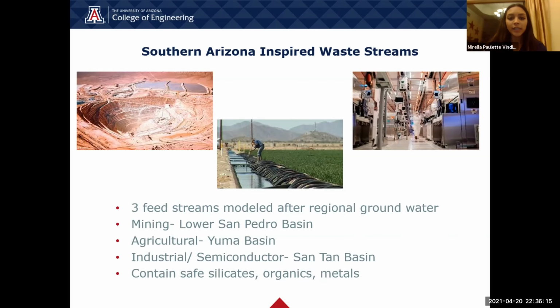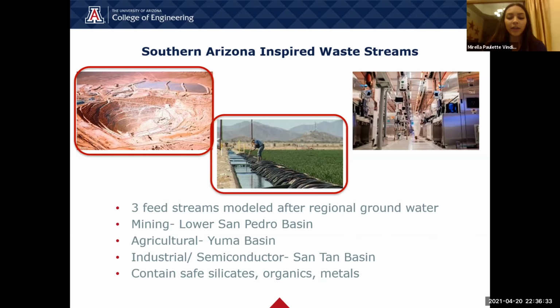It was important to the team and the department for this laboratory to reflect environmental factors specific to Arizona and its dominant industries. To achieve this and spark the thought of addressing environmental issues right here in our home state, 3 feed mixtures were created, each modeled after groundwater found in regions specializing in major industries of mining, agriculture, and industrial manufacturing involving metal runoff.